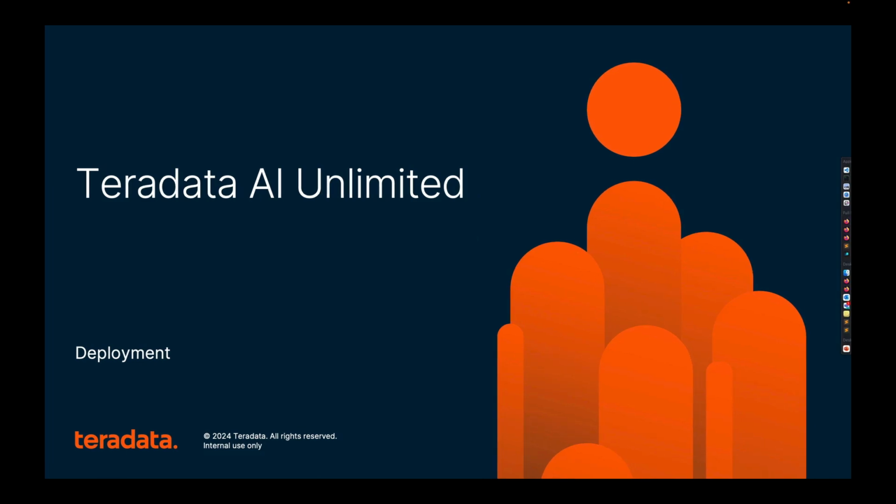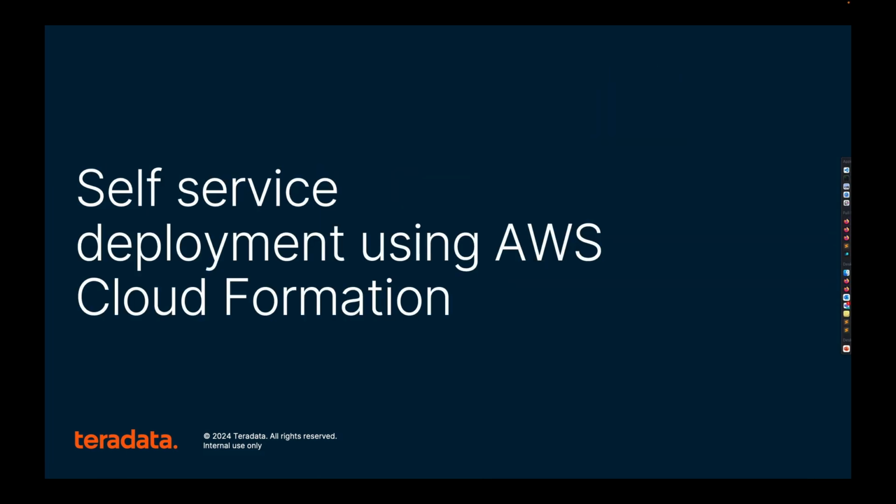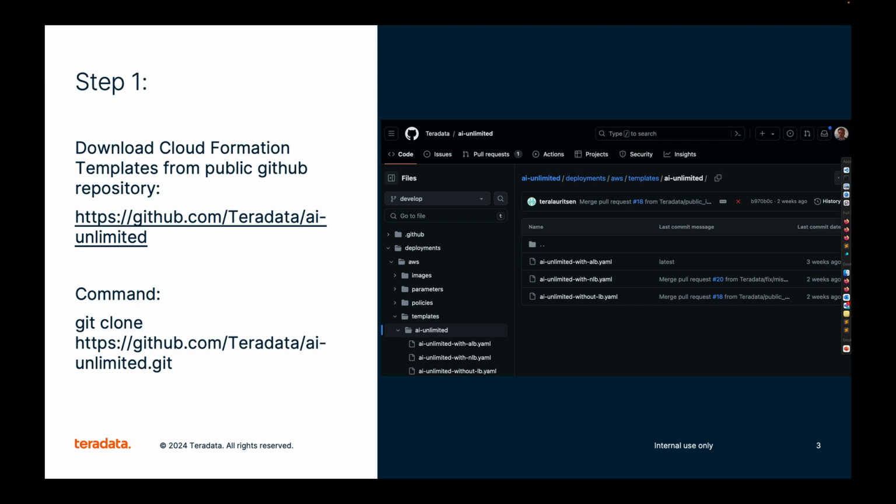Unlimited deployment. We're going to use the service capability of AWS CloudFormation to deploy the Workspaces service, which is used to orchestrate AI Unlimited in your cloud environment. In order to start, you have to go to the public GitHub repo under the URL github.com Teradata AI Unlimited.